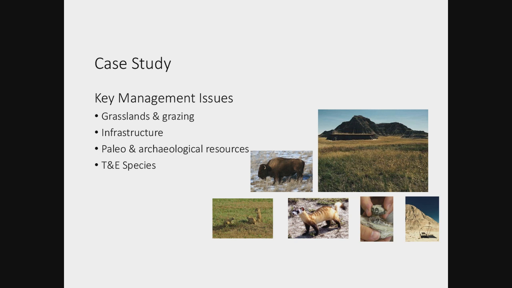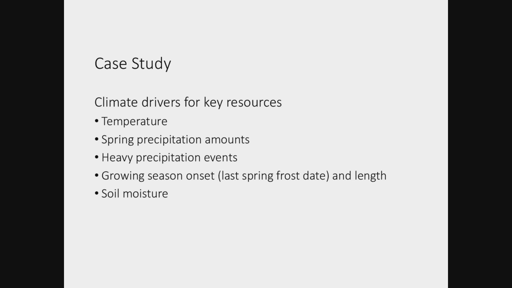And I think the key for us in this work was that we really wanted to start with the management issues that folks on the ground are concerned about. You can see the general list of them here. Grasslands, including non-native species like cool season exotic grasses or noxious weeds like Canada thistle, but also infrastructure, paleontological resources, and threatened and endangered species.